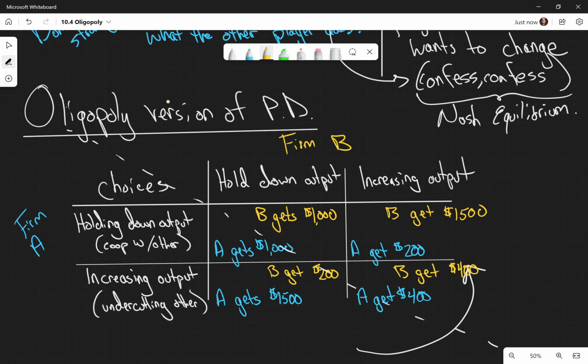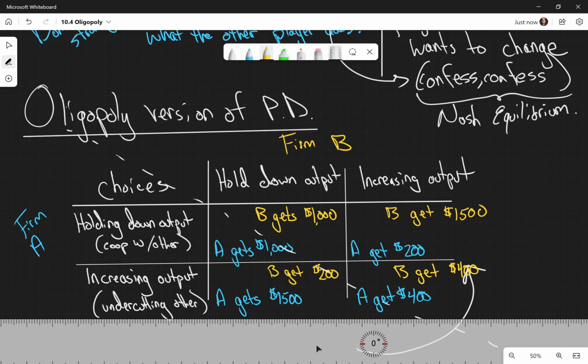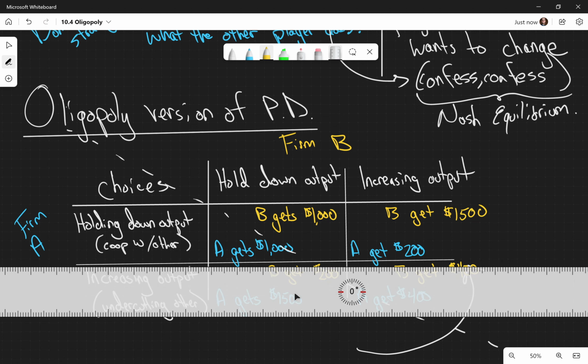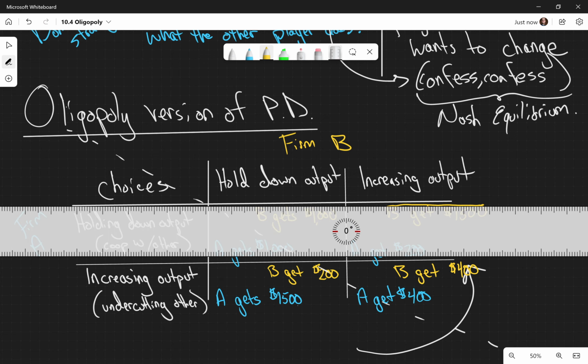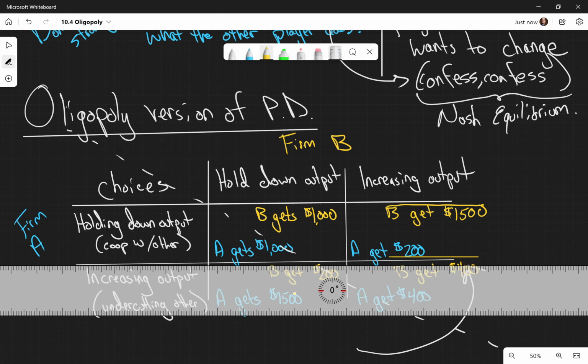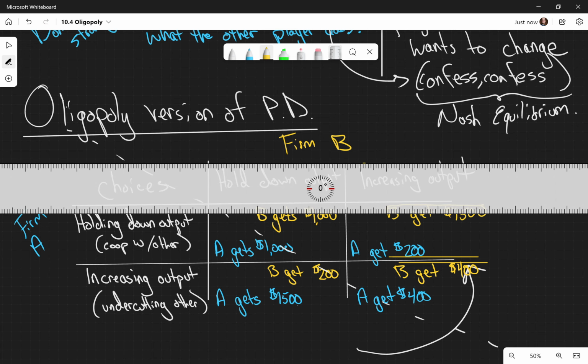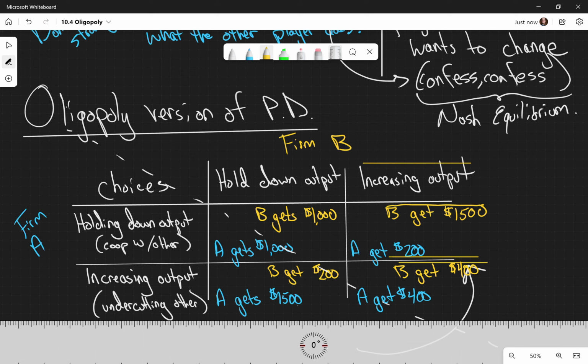So once again, how do we do this analysis? How do we find the dominant strategy and stuff like that? Let's go ahead and just do it for B first. What if B assumes that A is going to hold down the output? Well, then are they going to hold down output for 1,000 or increase the output for 1,500? They're going to increase the output for 1,500, right? What about if firm A increases output? Well, is firm B going to hold down the output for 200, or are they going to increase the output for 400? They're going to increase the output for 400, right? So as a result, firm B has a dominant strategy of increasing that output, right?